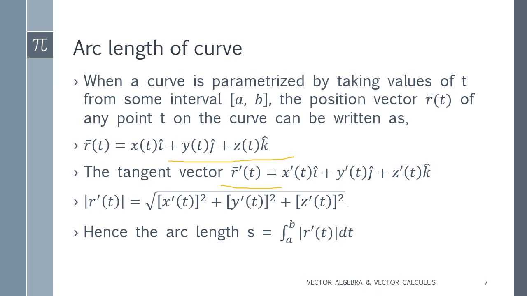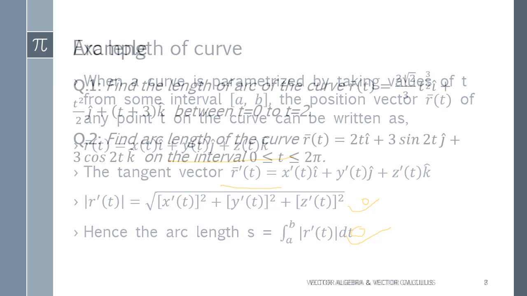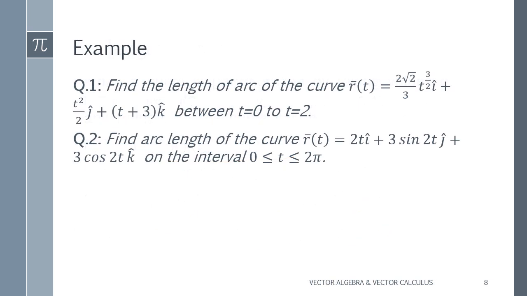So this one is the main formula of arc length that you have to remember, and hence we can write the length as equal to the integration from a to b of the magnitude of r dash of t into dt. So at the last you have to apply this formula to find the arc length. Okay, and here I have given examples, but both of these examples we will do in our next session.